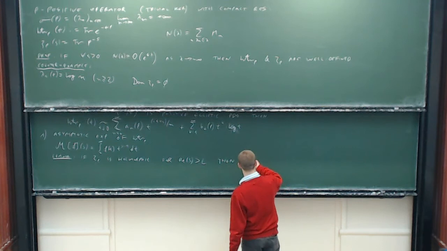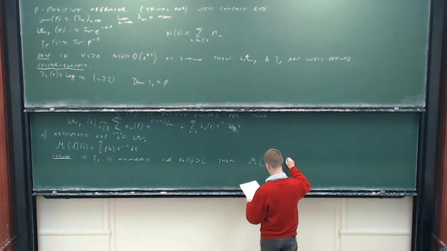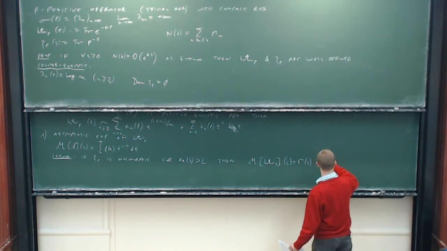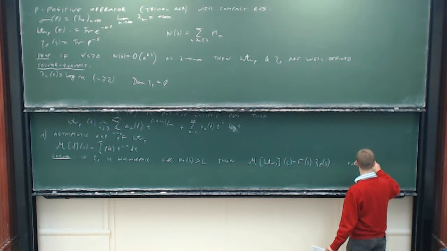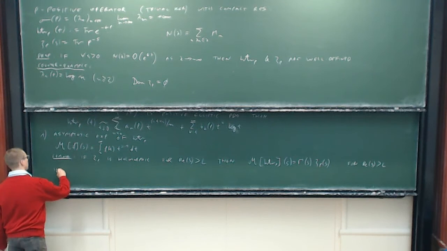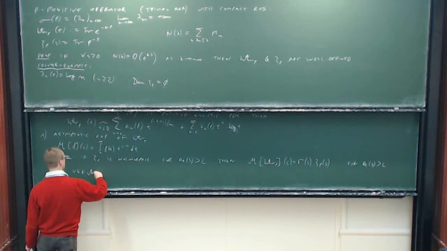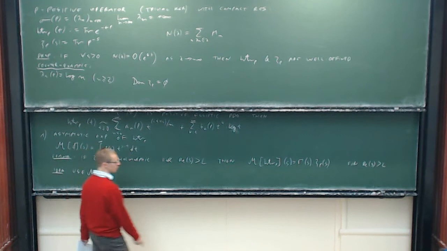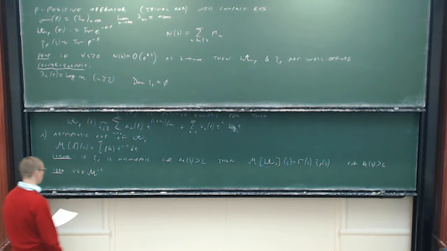The Mellin transform of the trace of e^(-tP), as a function of s, will be just gamma of s times zeta_P of s, for real part of s greater than L, of course. So we have this nice correspondence between the two spectral functions. So now the idea is to use the inverse Mellin transform. Given a zeta function, we use the inverse Mellin transform to get some information about the heat trace. Just to remind you the formula, it's important.